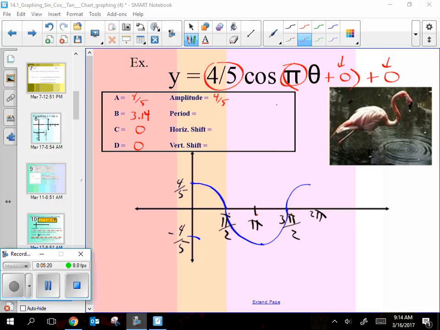My period is not 3.14. My period is 2 pi to start with, and then you always divide by whatever the B was. Do you get why they used pi, just to show you something nifty? 2 pi divided by pi. I'm going to multiply by 1 over this number everywhere. Again, why don't I just multiply by pi everywhere?